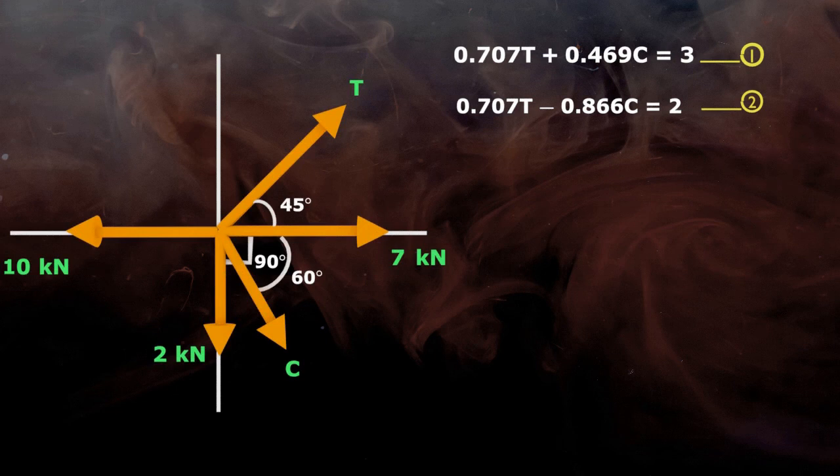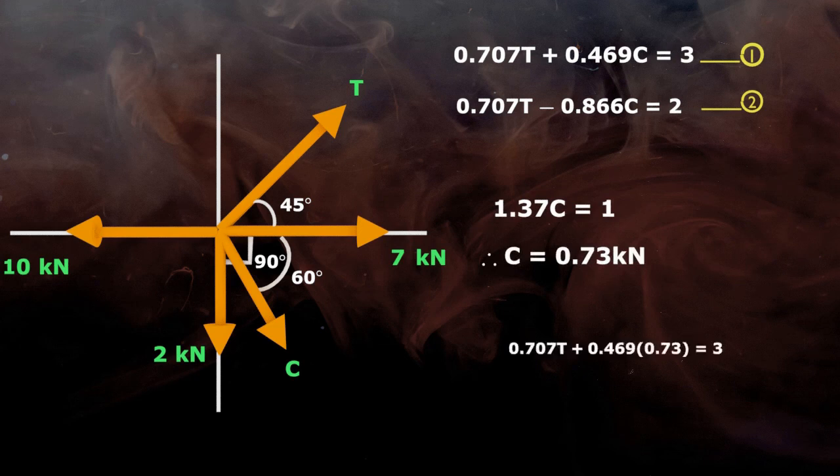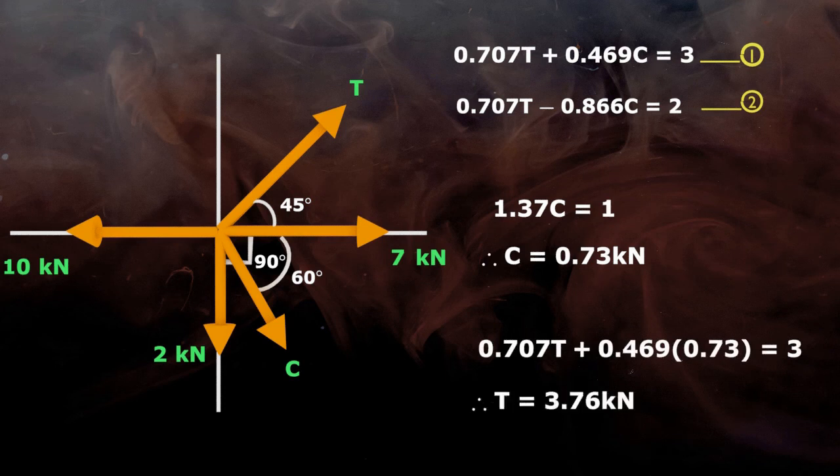Subtract second equation from first one. So 0.707T is cancelled and we get 1.37C is equals to 1. And so C is equals to 0.73 kilonewton. Put value of C in equation 1 and we get force T is equals to 3.76 kilonewton.